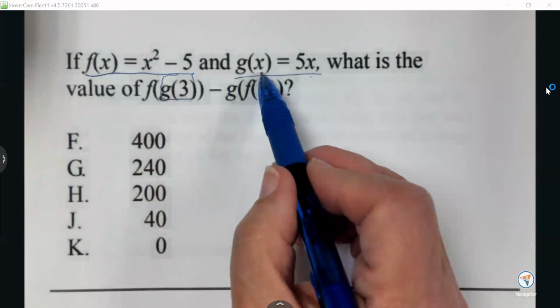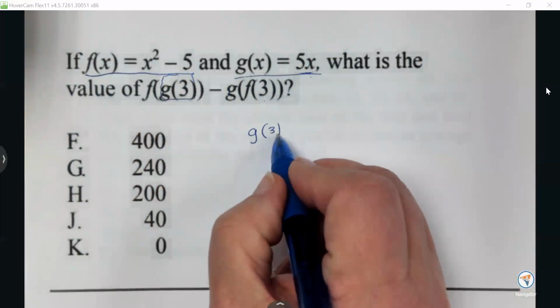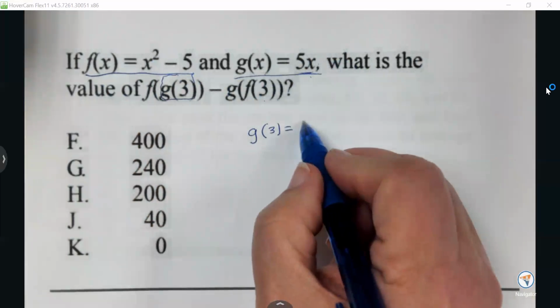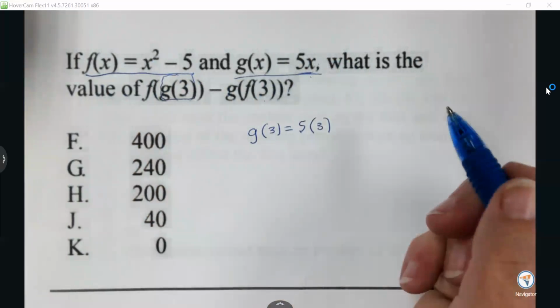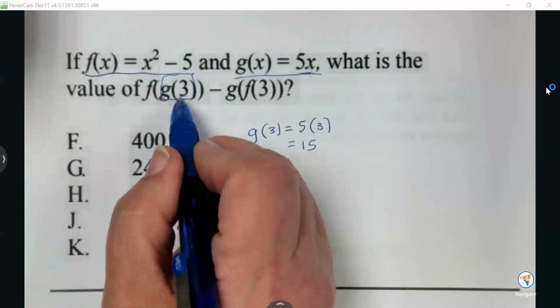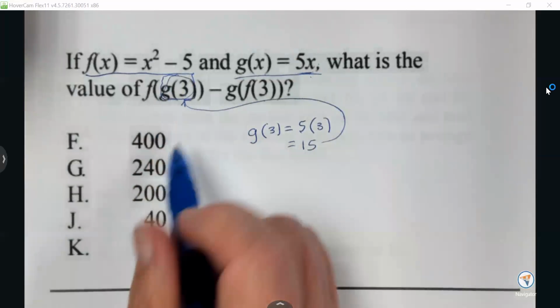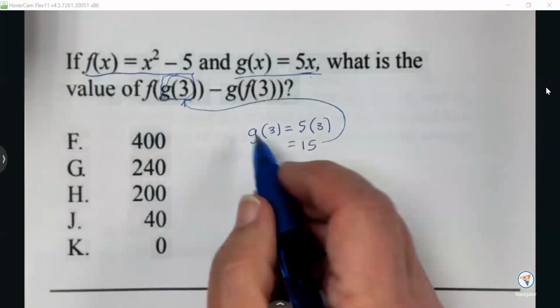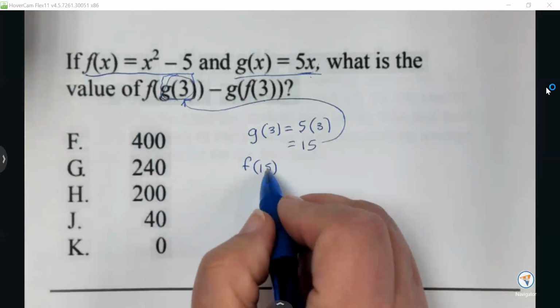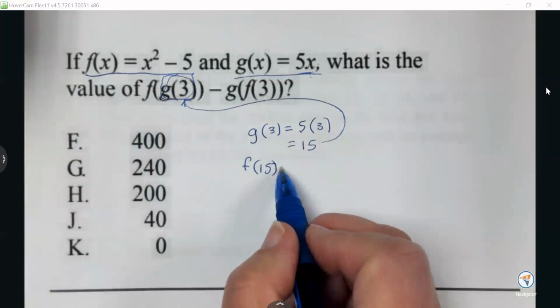So I would look at the g function, which is 5x. I want to find g of 3, so I'm just going to substitute x with 3 and calculate that, which is 15. That means g of 3 is 15. So instead of f of g of 3, what I now have is f of 15, because 15 is equal to g of 3.